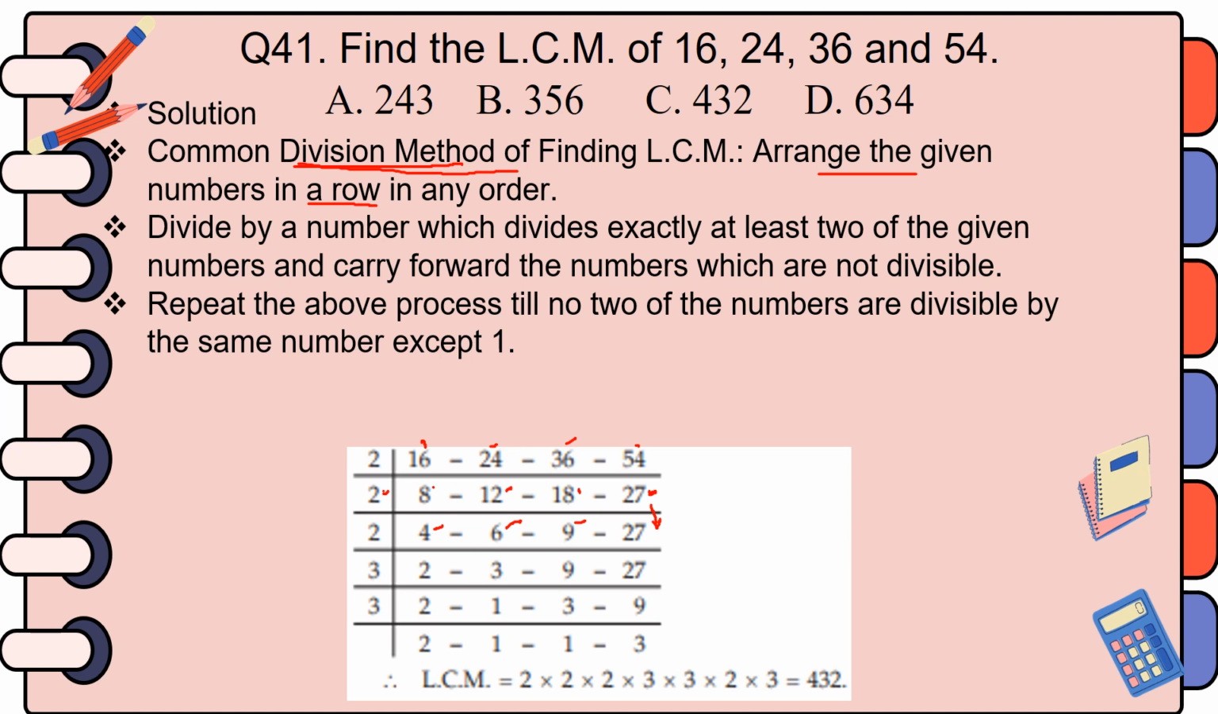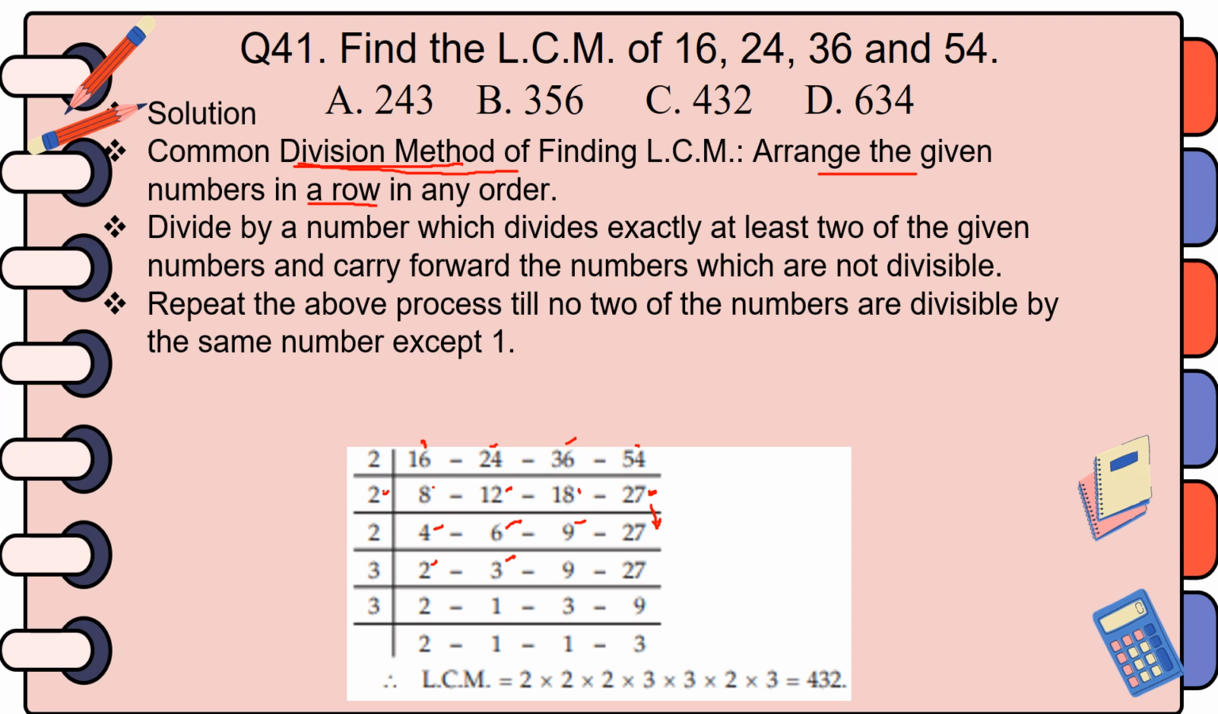Among these numbers, take two of them and find a common least prime divisor. So 4 and 6 can be divided by 2. Of course, they can. So continue dividing 4 by 2. How much? 2 times. Again, 6 can be divided by 2. How much? 3 times.